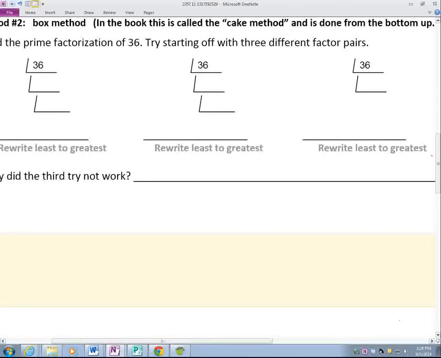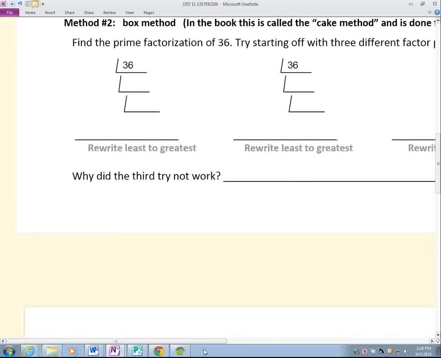Now the box method. The box method is like the cake method for greatest common factor, but apparently it's being called the box method now. Or the ladder method. Questions?